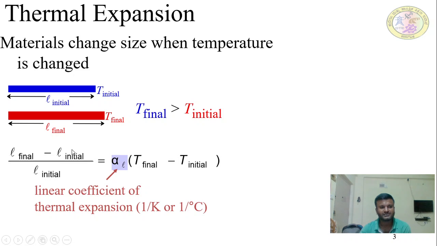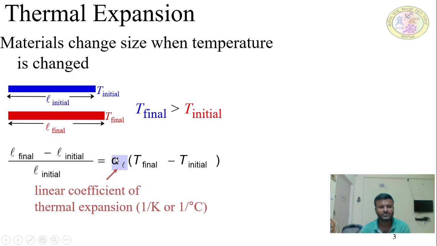The change in length is L final minus L initial divided by L initial, correct? It is given by alpha L times (T final minus T initial). Alpha is the thermal coefficient of linear expansion, L is the original length, T final is the temperature at the final stage, and T initial is the temperature at the initial stage. So this is alpha L.